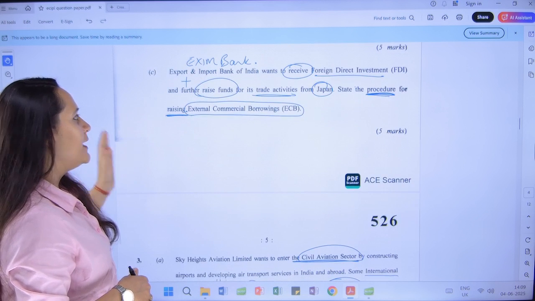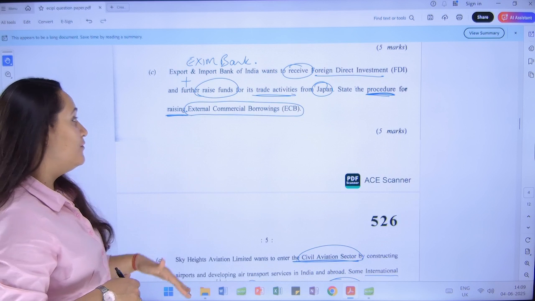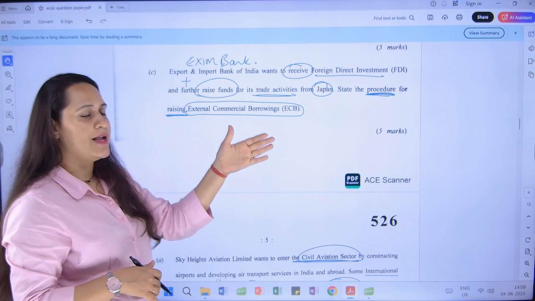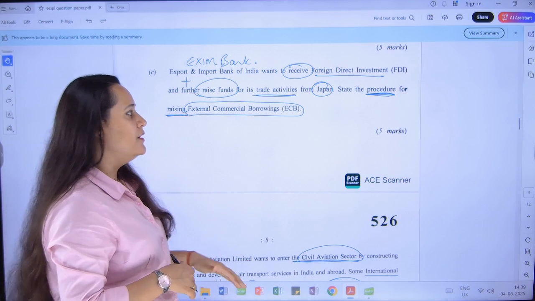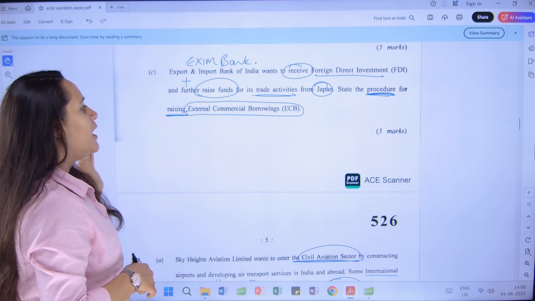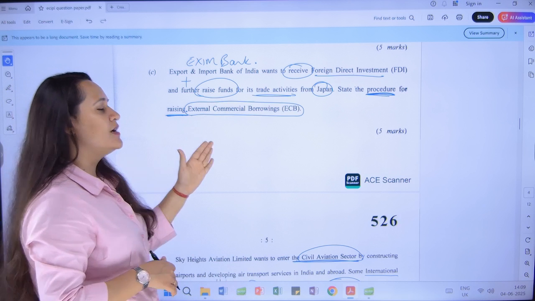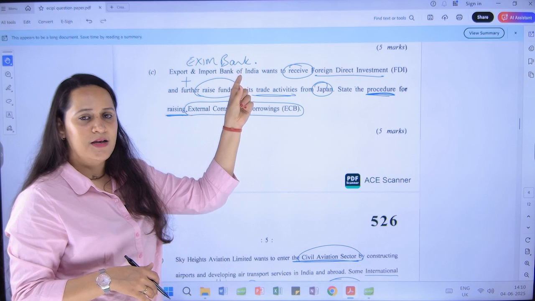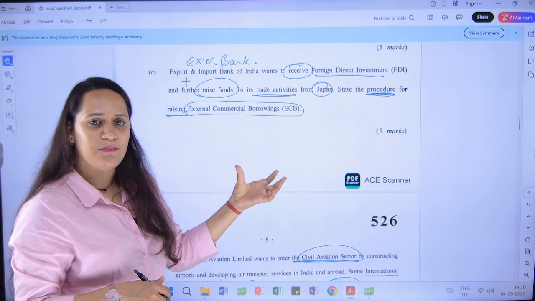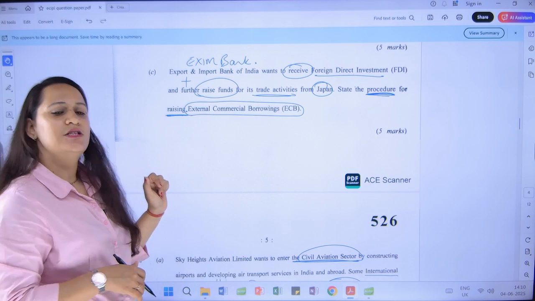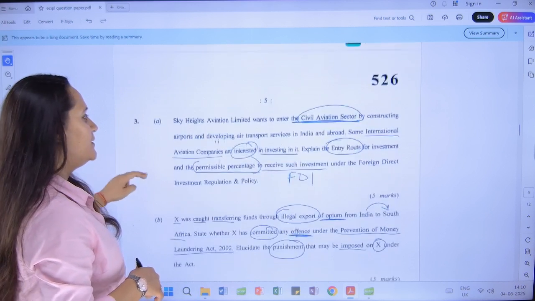Next question is, the Exim Bank wants to receive foreign direct investment, and they also through that mechanism want to raise funds for the purpose of trading activities from Japan. They want you to give what is the procedure for raising external commercial borrowing. So they've given you the facts, but ultimately it is a direct question where they're asking you what is the procedure of raising ECB. That is what they're asking you in this particular question.